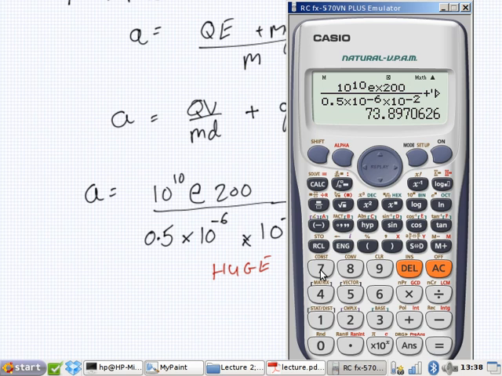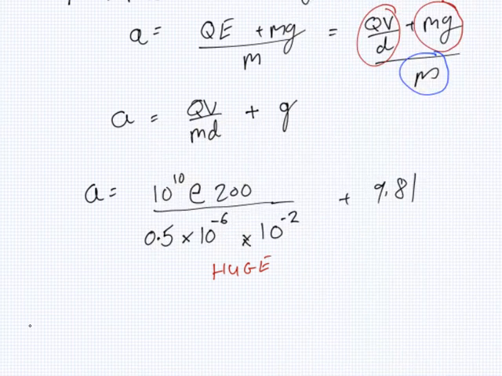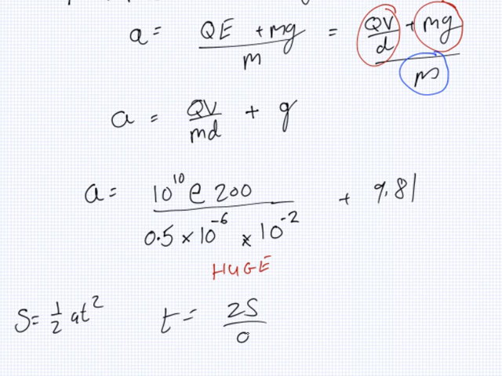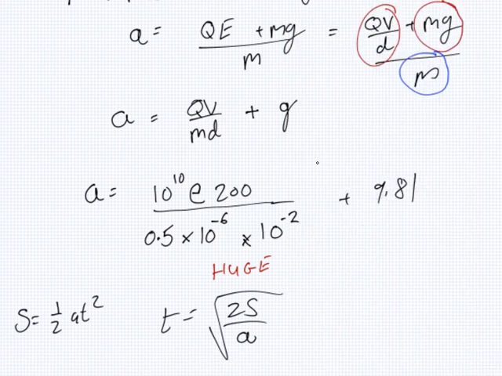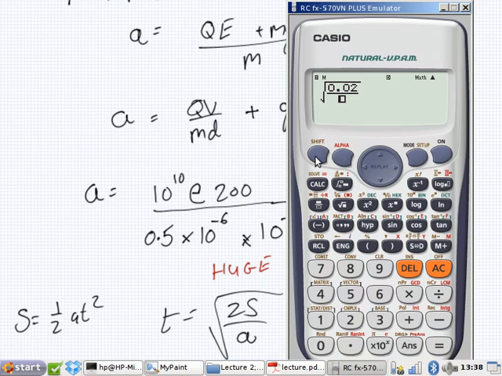73.89. Now, what formula will we use? V squared? No, s equals ut, which is 0, plus a half a t squared. So the t is the square root of 2s over a. Okay, so square root of 2s over a, our answer.